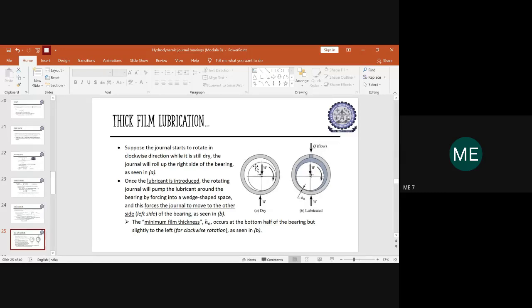Right, so this is the thing mainly I wanted to make you understand, and the rest, the rotation will be in the clockwise direction in both cases for the journal, so not much difference is associated with it. And then you should know what you mean by H naught.